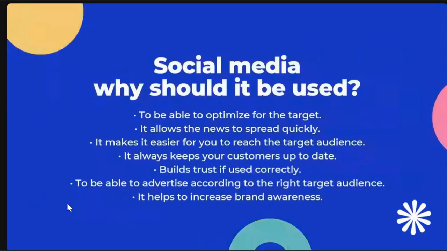So now social media. Why should you use social media as a digital marketer? Social media allows you to optimize for the target. It allows the news to spread quickly, makes it easier for you to reach the target audience. It always keeps your customers up to date. It builds trust if used correctly. To be able to advertise according to the right target audience, it helps you build brand awareness.